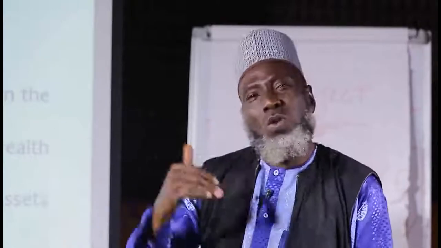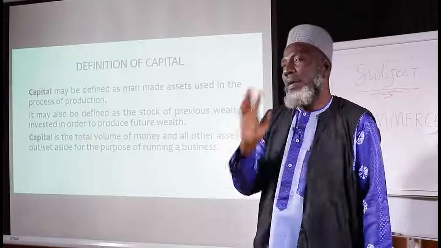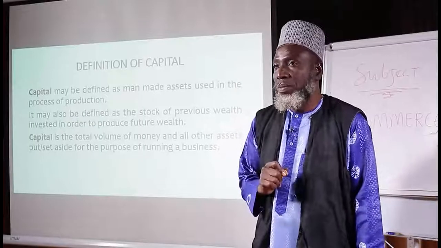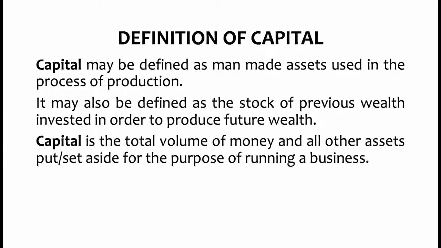And we now move to the third factor, which is capital. Capital is the third factor of production. And what is capital? Capital may be defined as man-made assets. Man-made assets used in the process of production. It may also be defined as the stock of previous wealth invested in order to produce future wealth.